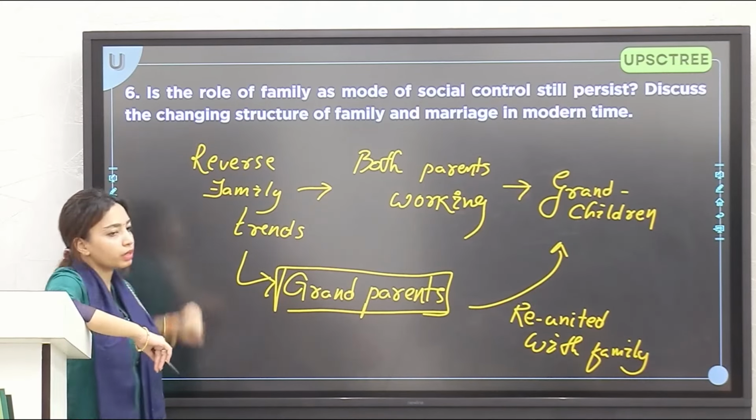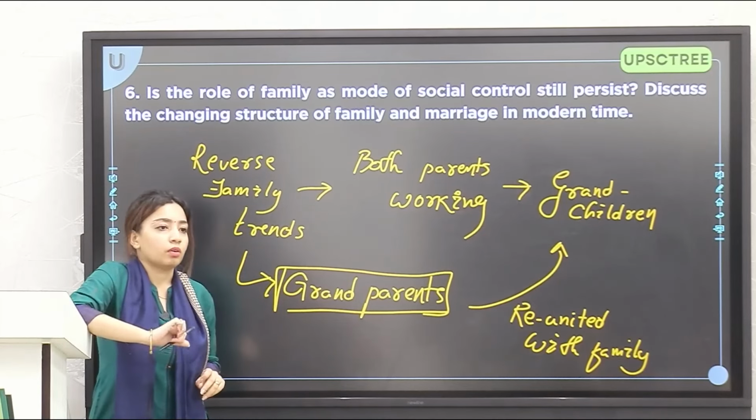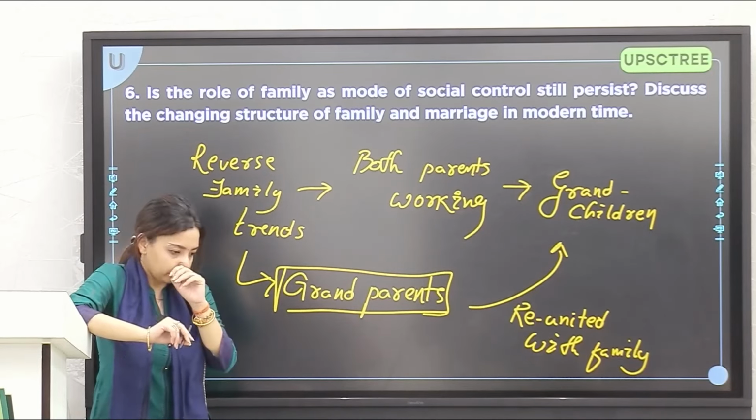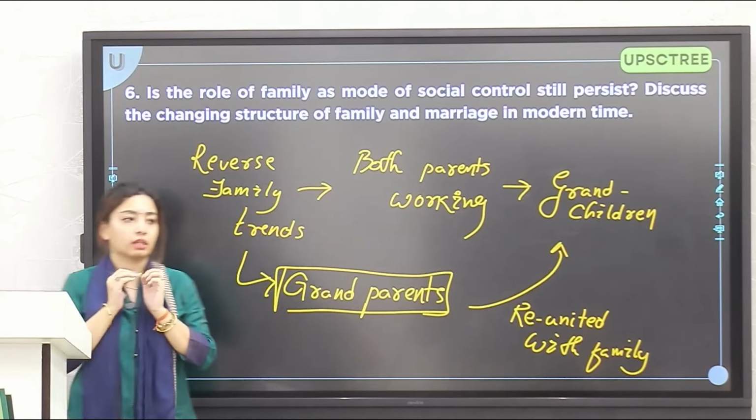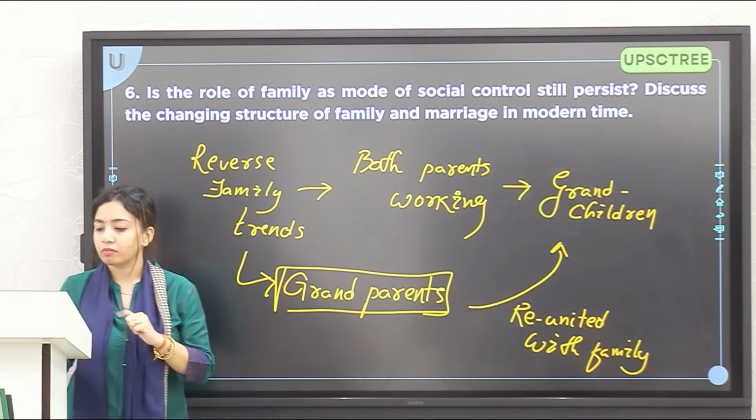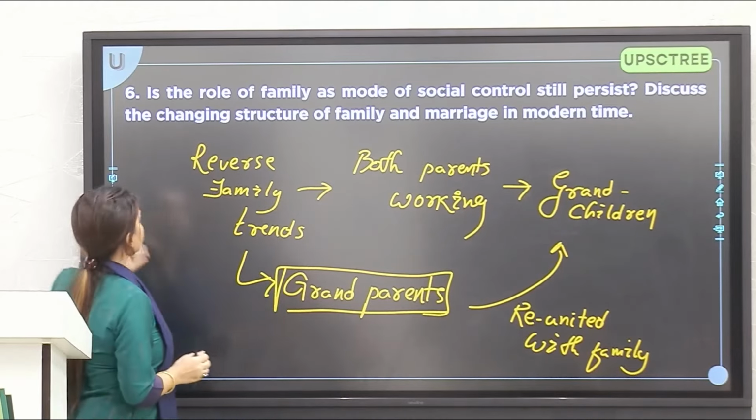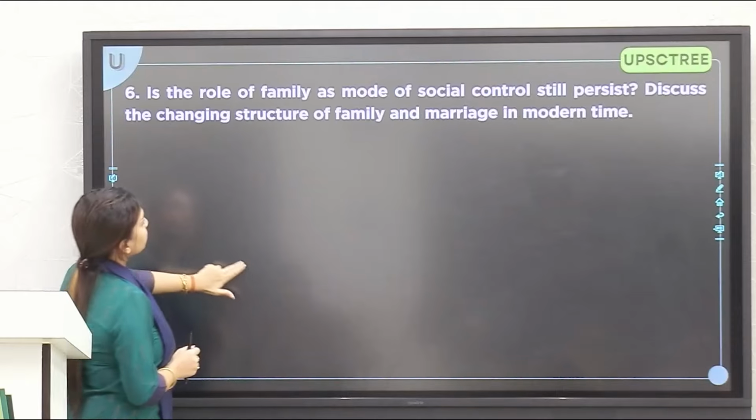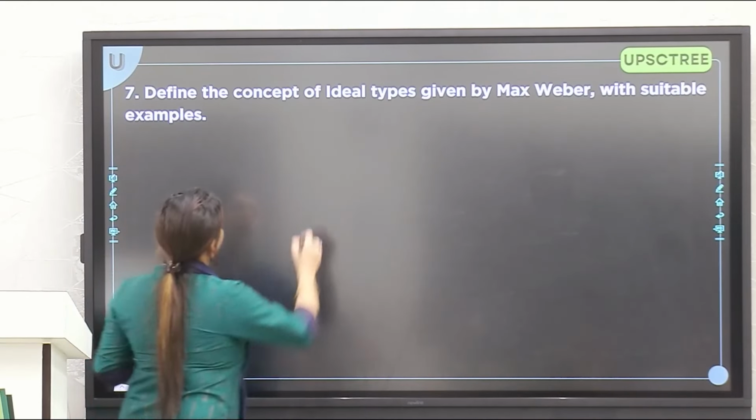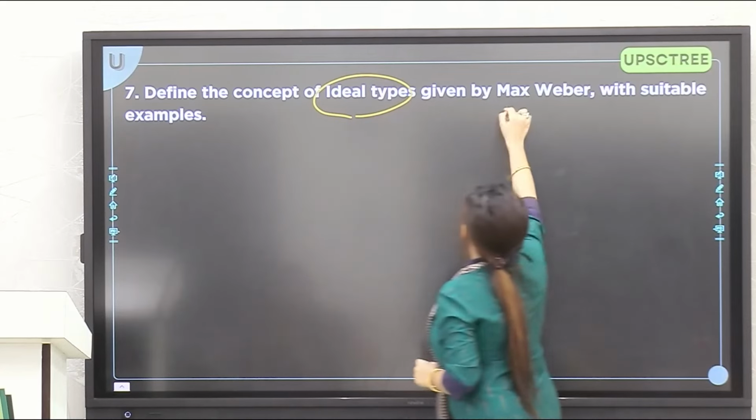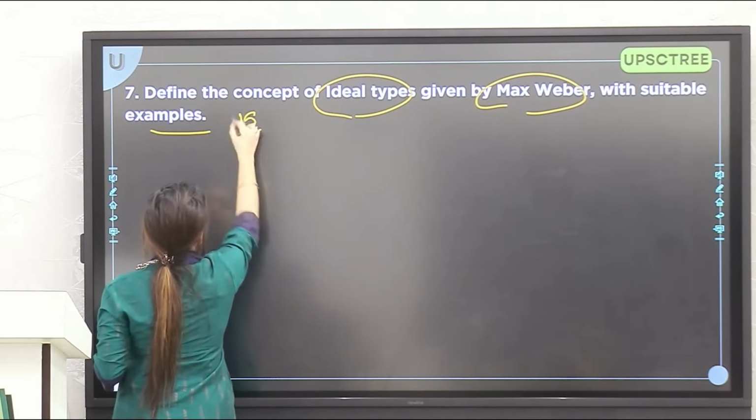Okay, write down this question and submit me the answer. Okay. Write down this question as 20 marks. Okay. Give me different examples beyond the points that we have already discussed in the class. Okay. Done? Okay. Define the concept of ideal types given by Max Weber with suitable examples. This is also 15 marks.